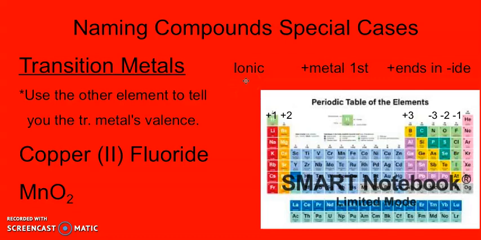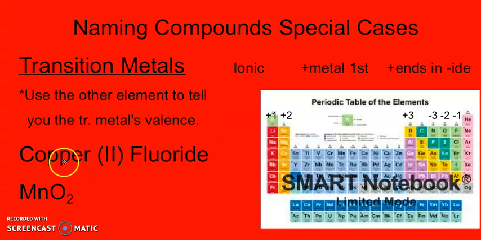You may remember ionic has 1 metal and 1 non-metal. So all of these that have a transition metal in them are going to be linked with a non-metal over to the right side here. So keep in mind you'll have the same rules for the most part as ionic. You name the metal first, and the whole compound ends in IDE. But you have to use the other element in the compound to tell you the transition metal's valence. And it's going to look like this.